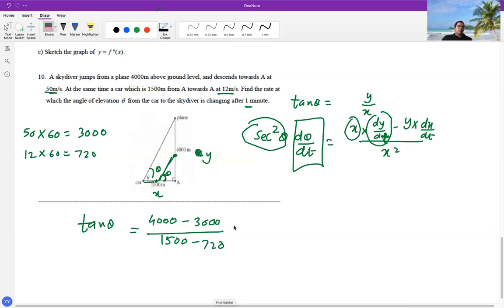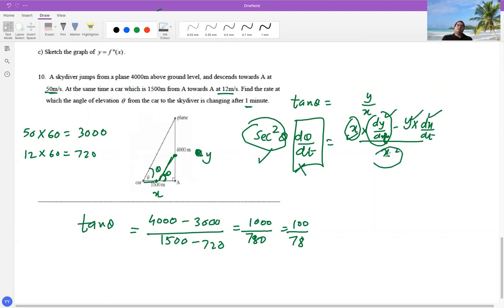So tan theta is, let's say, coming, this is 1000 over 1500 minus 720, which is going to simplify to 100 over 78. And then sec square theta can be replaced with 1 plus tan square theta. You can plug that value here. You know this, you know this, you know this, and you know this. You can find out everything that is missing here.